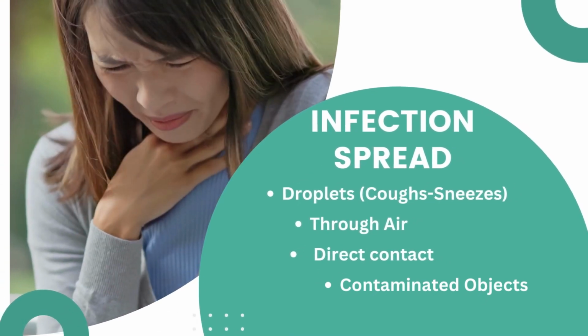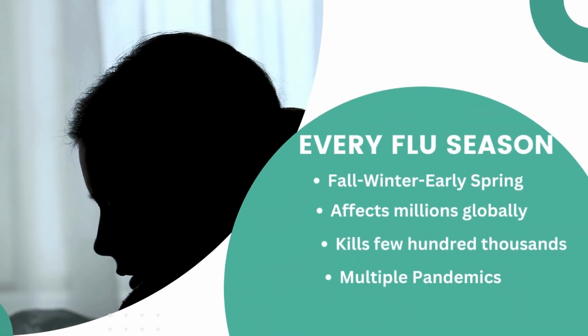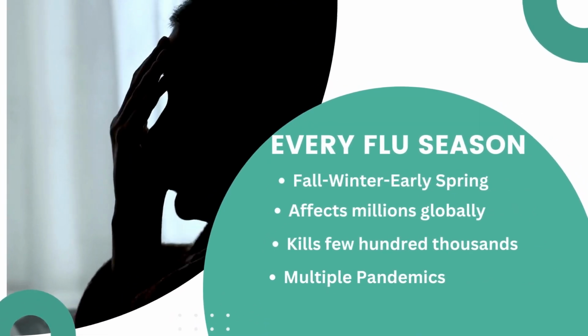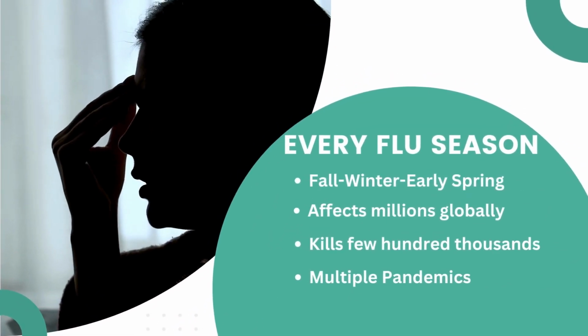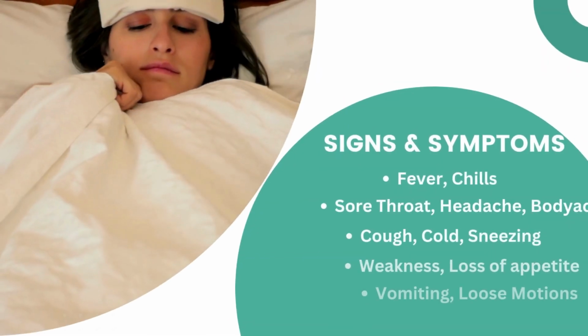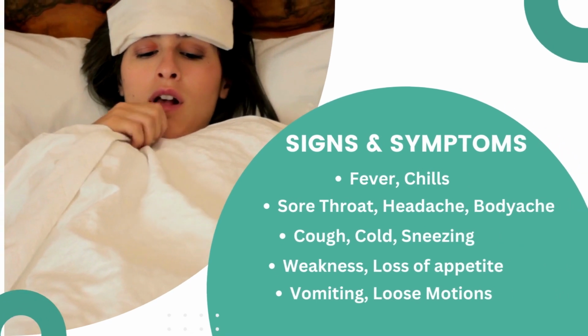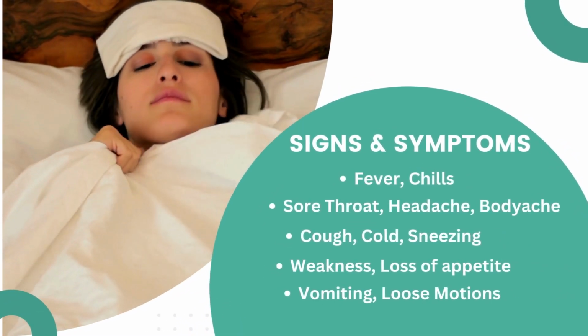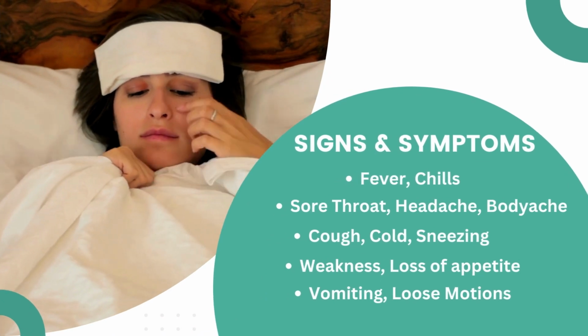Every flu season, which in the Northern Hemisphere takes place in fall, winter, and early spring, globally affects millions of people and kills a few hundred thousand. Multiple flu pandemics have occurred over the years. Flu typically presents with fever, chills, sore throat, headache, body ache, cough, cold, sneezing, weakness and loss of appetite, and sometimes vomiting and loose motions.